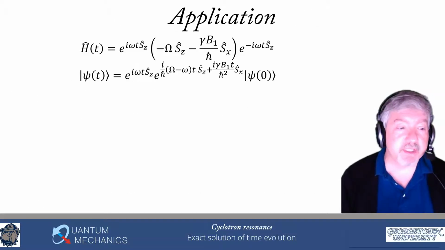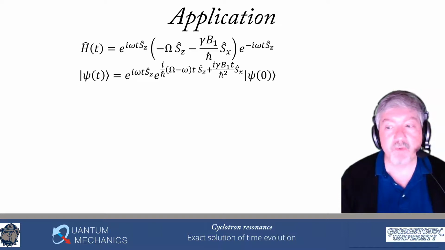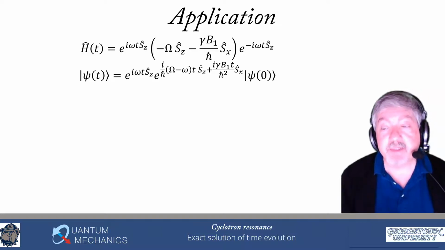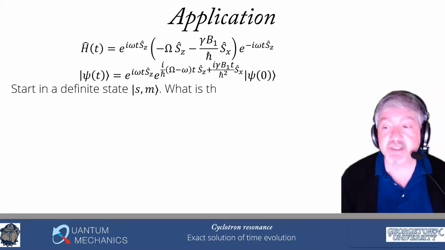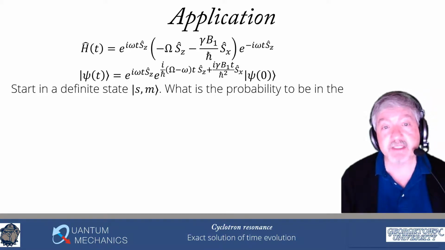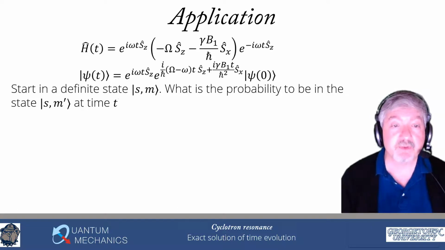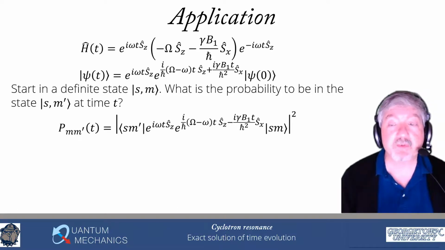All right, what is an application of this? Let's take a look at what we can do with this. Time-dependent quantum mechanics problems are almost always about transitions from one state to another. So the idea is we start in a definite state. Oftentimes we start in an eigenstate of the H0. In this case, that's what we're doing. Definite state Sm, and we ask what is the probability to be in the state Sm prime at time t.